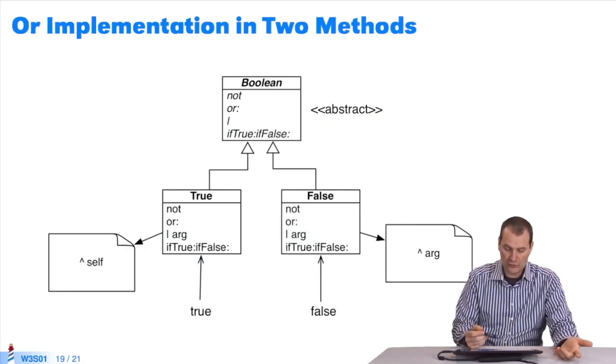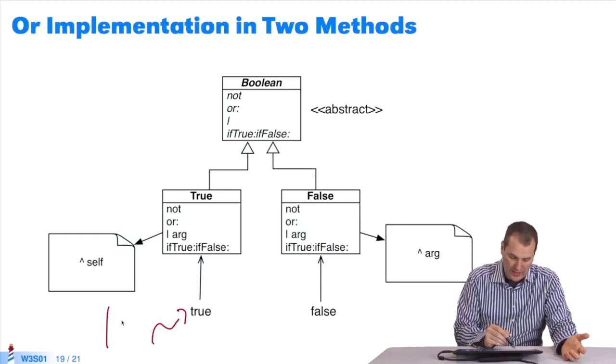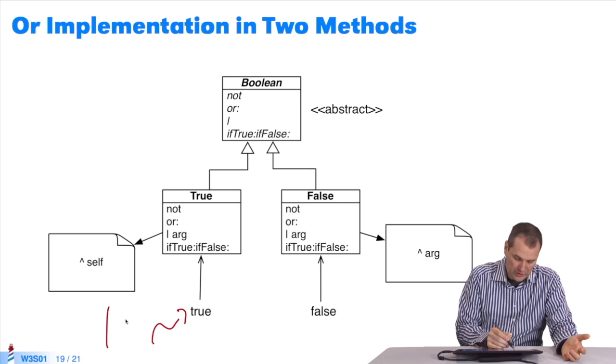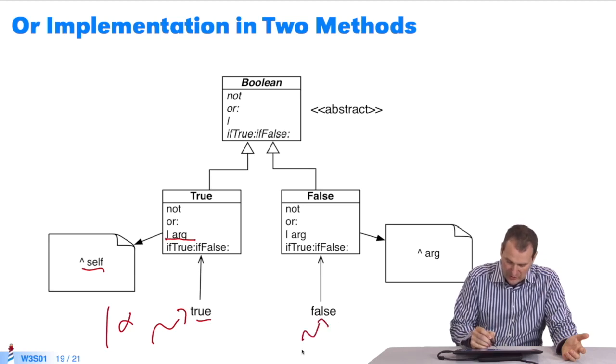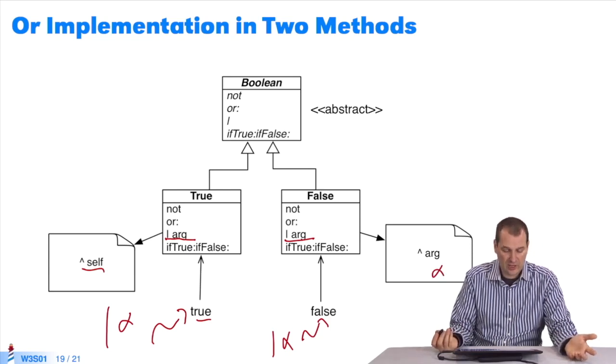Once again, let's visualize it. When I send the message or with something to the object true, I look for this definition of or here, and it will return self, hence true. When I send the message or with something, I look into the class of false, which is False. So I end up with this implementation, and I return alpha. This is the Boolean table I was trying to implement.